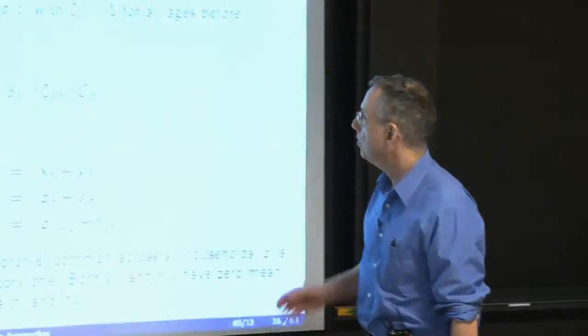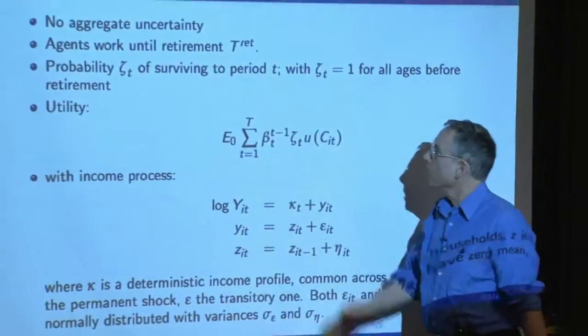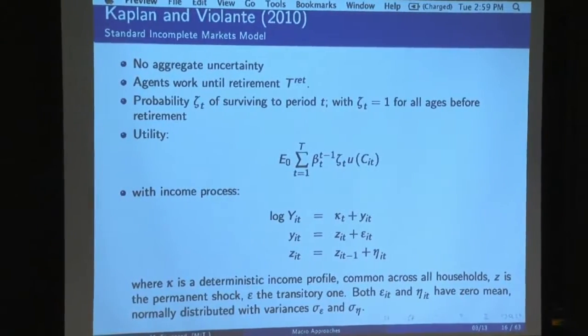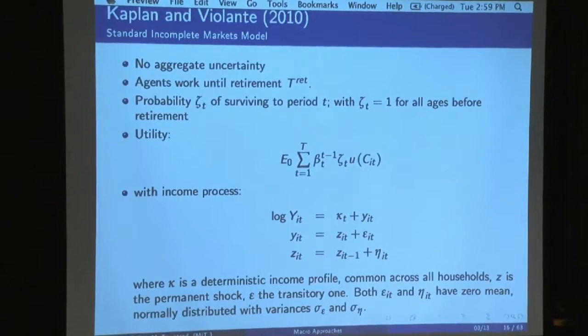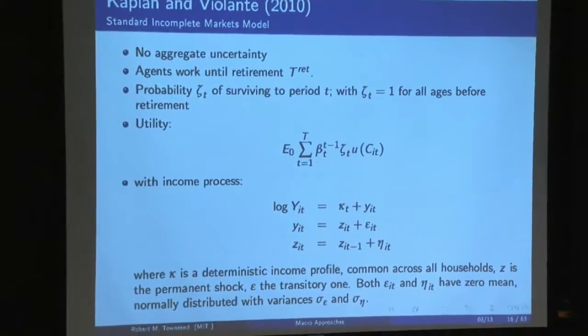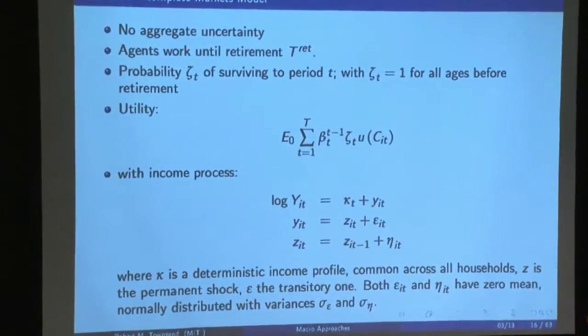Okay, so here's the model finally. There's no aggregate uncertainty. Agents work until retirement, but they don't die then. There's a probability C of surviving.